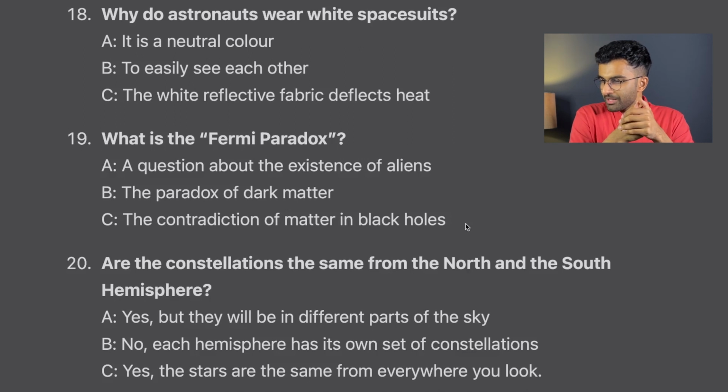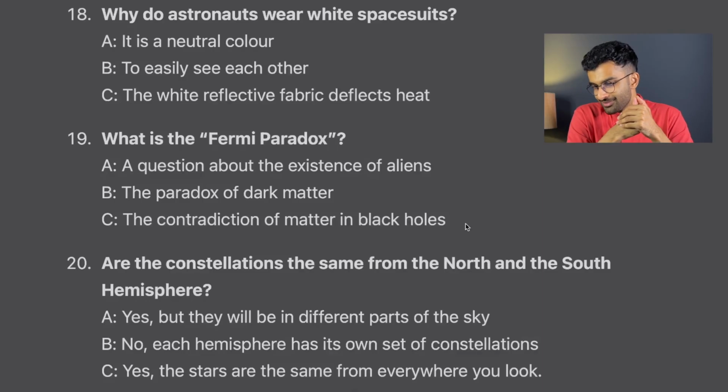Now option A, will they be in different parts of the sky? I don't think so. The constellations to the north will always be to the north of the sky, and the constellations to the south will always be to the south of the sky. So I think the answer has to be C. Yes, stars are the same from everywhere you look. Let's just see whether we got the last one right or not. Okay, so the answer that they've given is option A.